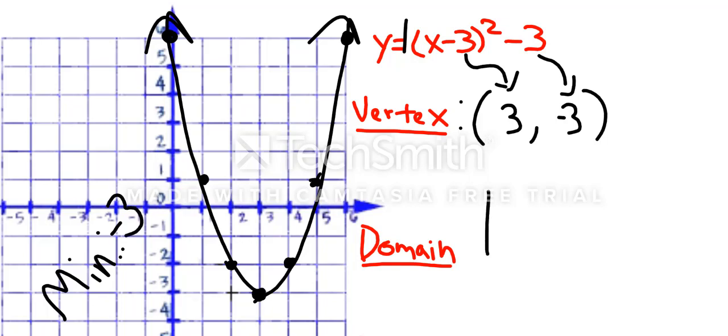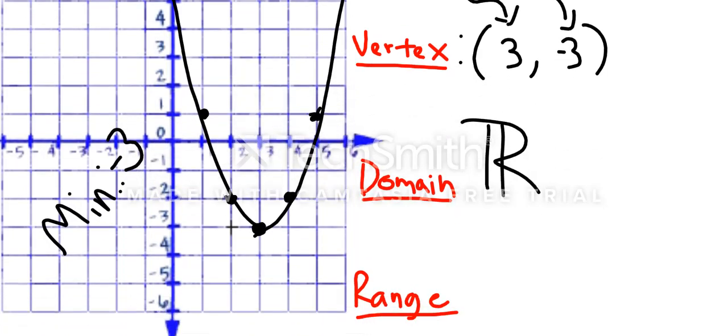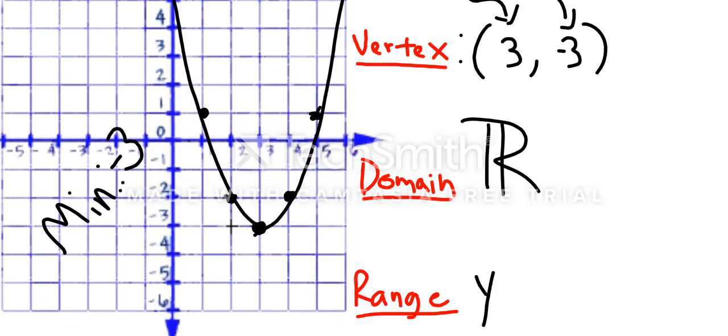So our domain, you got it, all real numbers. It opens left forever and right forever. Now our range, since this is opening up, is y is greater than or equal to that lowest y value of -3.